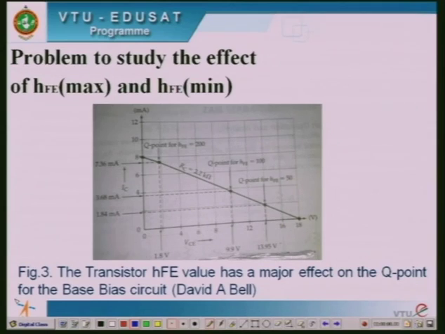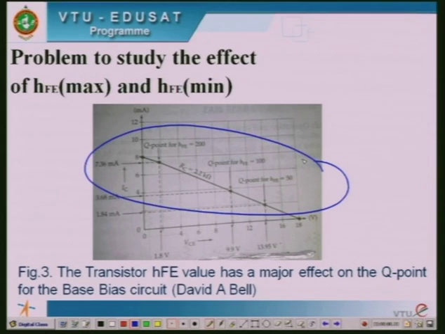In figure 3, we have shown 3 different operating points here, and the operating point is uncertain in fixed bias. Therefore, fixed bias is uncertain, and it cannot be used as a biasing circuit, because the operating point keeps changing enormously with the changes in HFE or the beta values when we move from 50 to 100 and then 100 to 200.